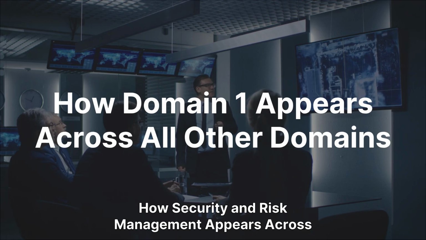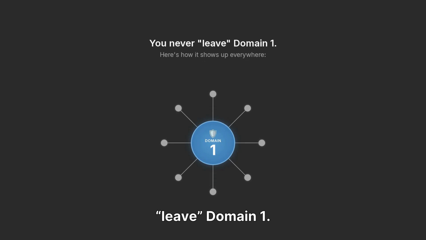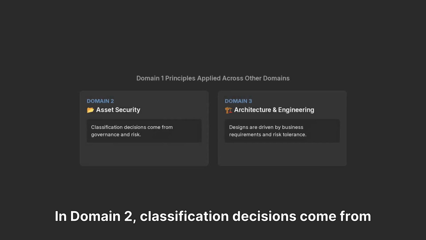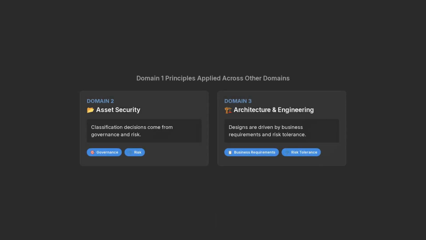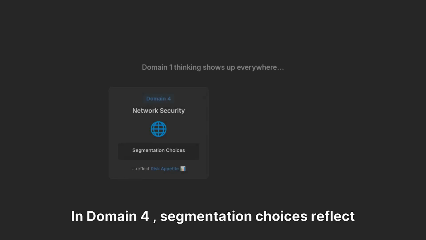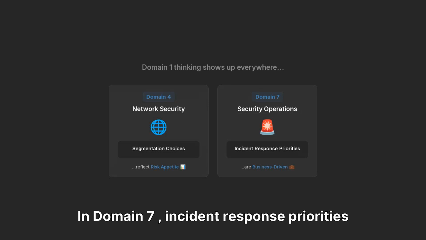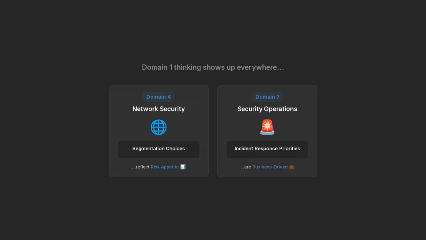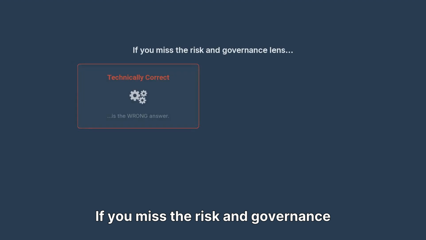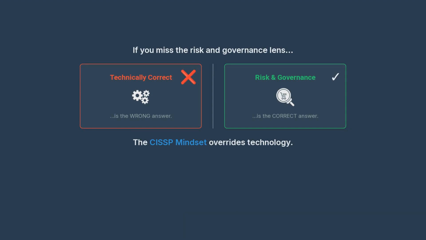How security and risk management appears across all other domains. Let's make this very clear. You never leave Domain 1. Here's how it shows up everywhere. In Domain 2, classification decisions come from governance and risk. In Domain 3, designs are driven by business requirements and risk tolerance. In Domain 4, segmentation choices reflect risk appetite. In Domain 7, incident response priorities are business-driven. In Domain 8, secure coding exists to reduce organizational risk. If you miss the risk and governance lens, you will choose the wrong answer, even if the technology is correct.